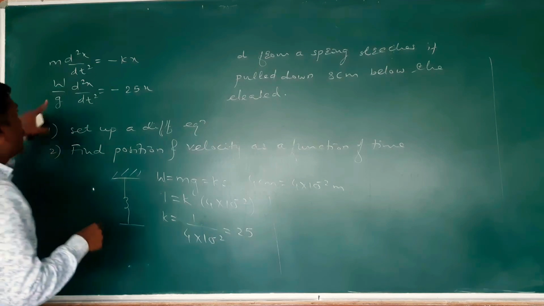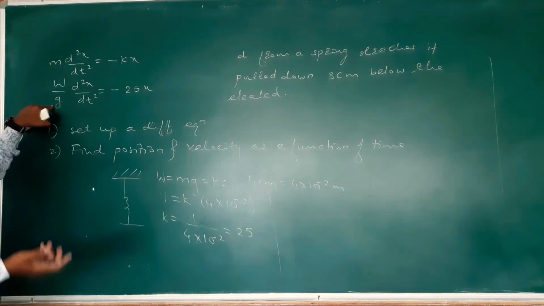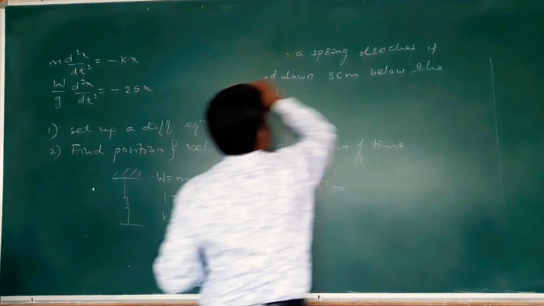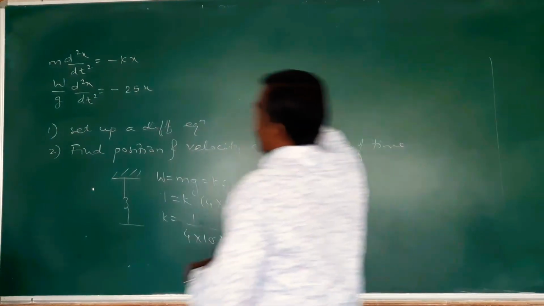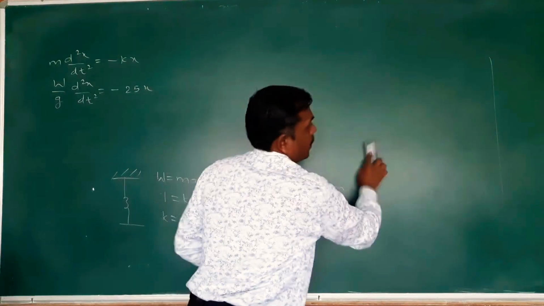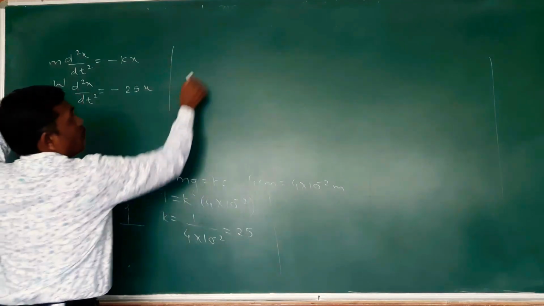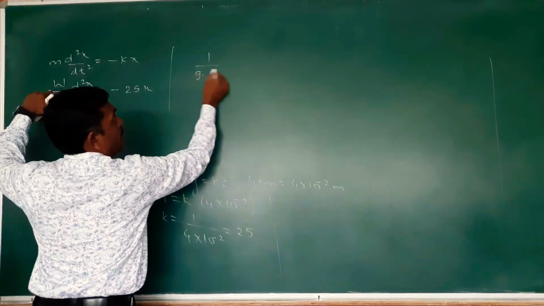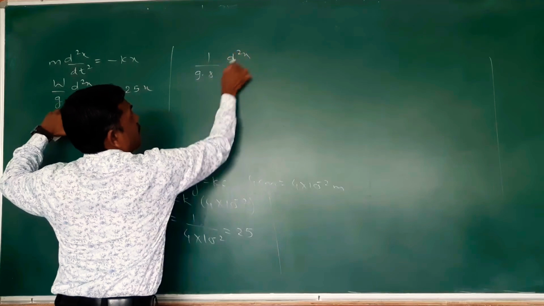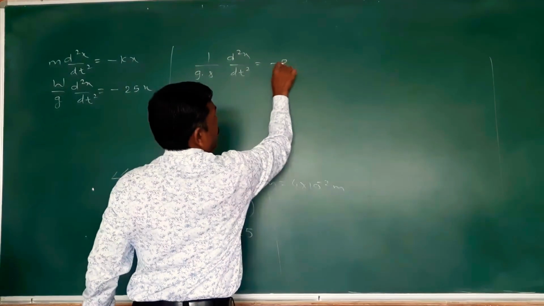Understood? Now g is the gravitational acceleration, it is 9.8. So put that value and simplify. The value of W, that is weight, is 1 Newton. So I am writing this as 1 upon 9.8 d²x/dt² is equal to minus 25x.